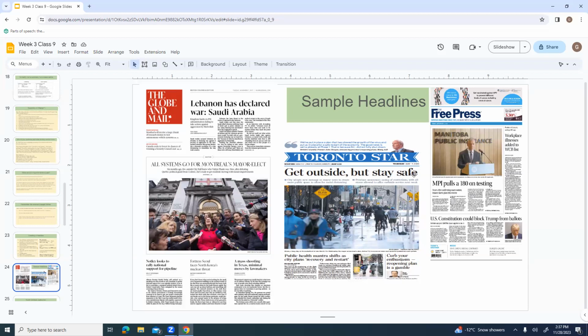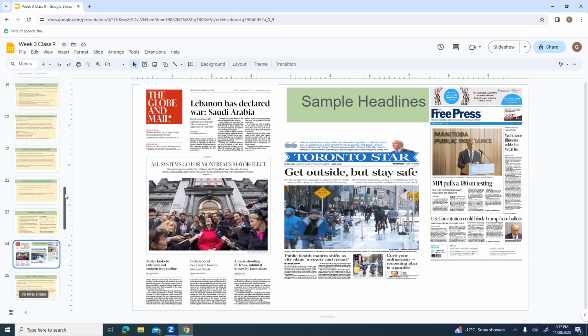"Get outside, but stay safe." "US Constitution could block Trump from ballots." "Workplace illnesses added to WCB list." So it's kind of a short form, the way they do headlines.